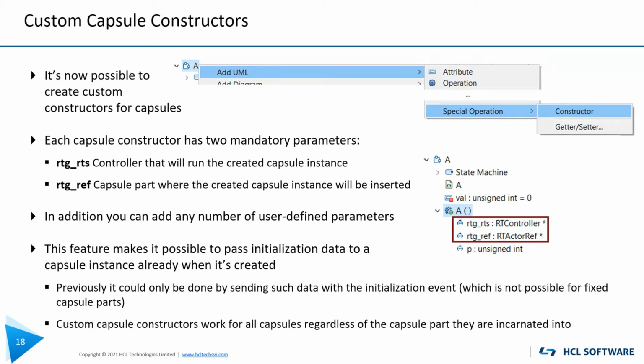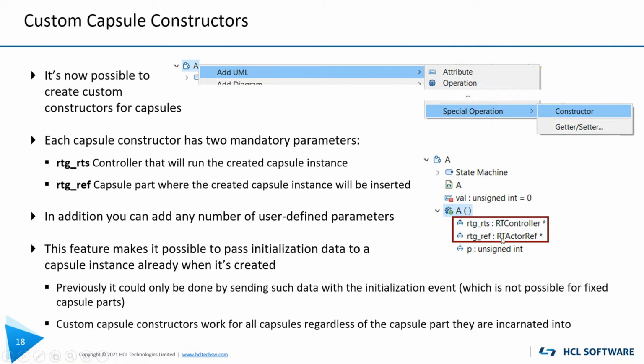The custom capsule constructor came into the picture because, at the time of capsule instance construction, there was no way to pass any information except the one provided by our standard capsule constructor. A standard capsule constructor has only these two parameters: RTG, RTS, which is of type RT controller, and RTG ref, which is of type RT actor ref.